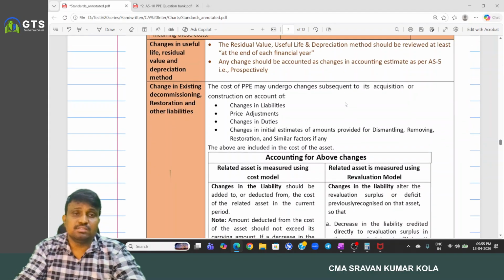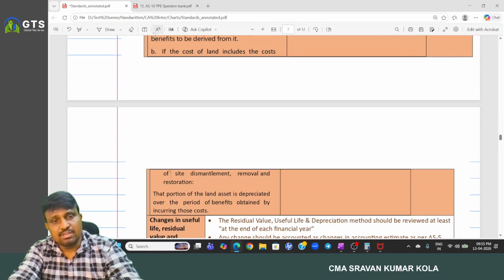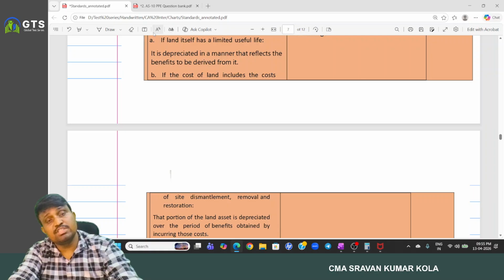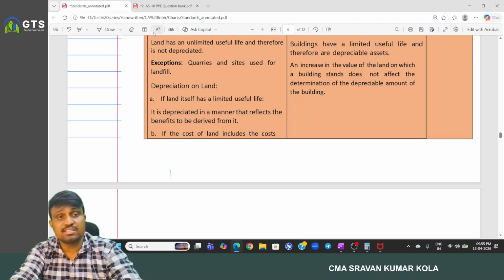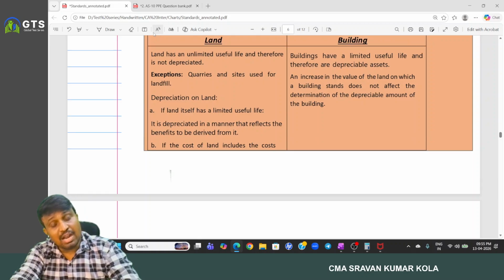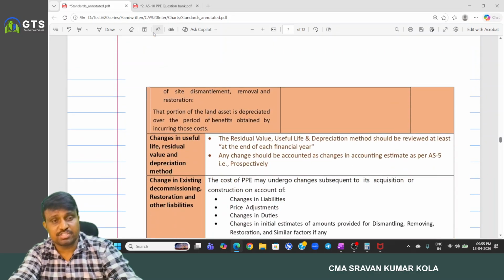For example, one land is there and we are using that land, and with the owner we enter into a contract. We will restore the land as usual, in the same manner as at the time of taking. So for the restoration cost we incur, the present value of the restoration cost is treated as a cost of the land at present, and that present value will be depreciated.